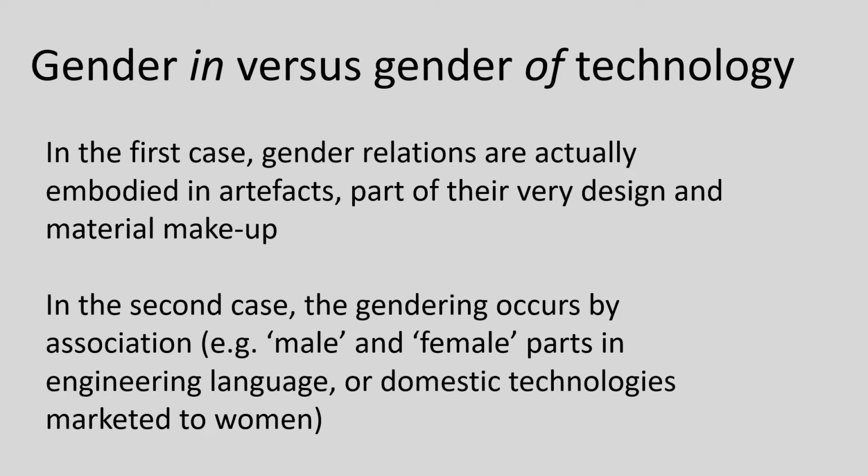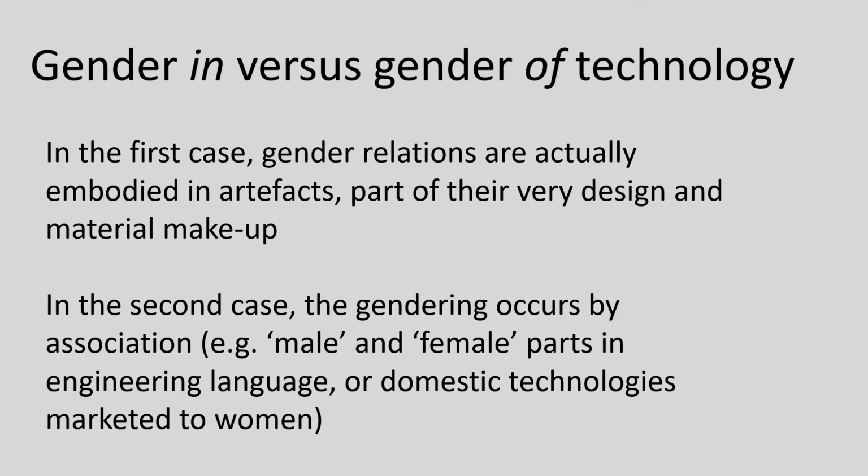All right, so let's take the first claim, gender. Well, let's look at this distinction first: the gender in versus gender of technology. In the first case, gender relations are actually embodied in artifacts, part of their very design and material makeup. That's the gender in technology. In the second case, the gendering occurs by association.